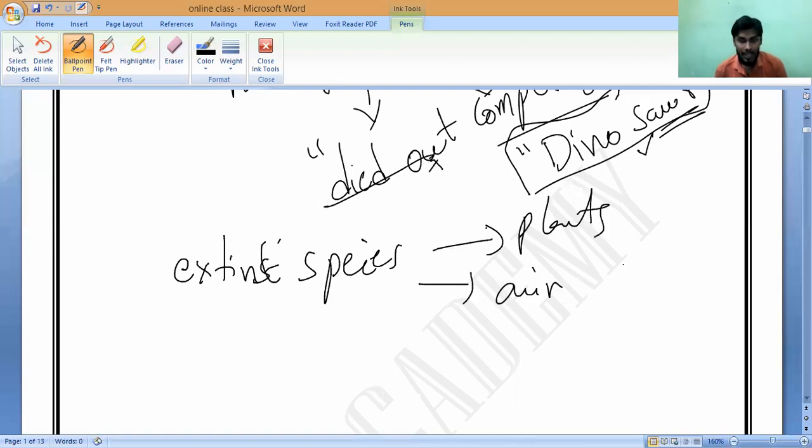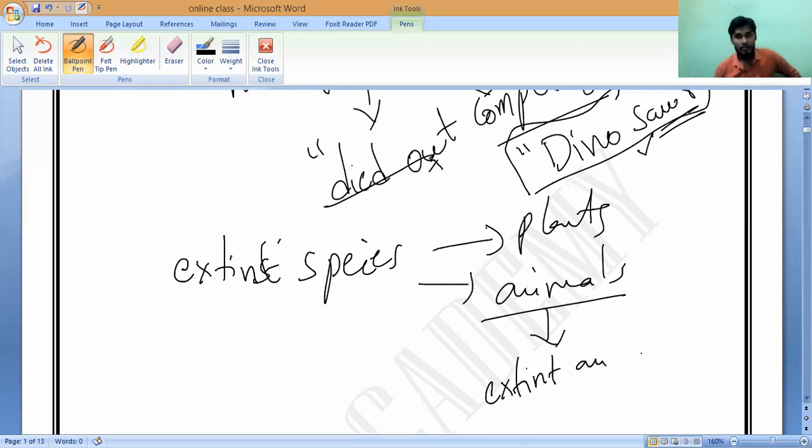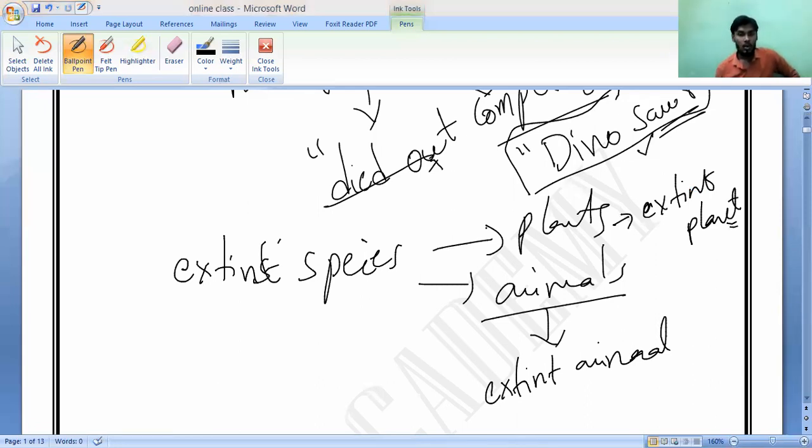The animals which are not at all present, and will no more exist on this earth, we call extinct animals. And for plants, what should we call them? Extinct plants. That is what we call extinct animals and extinct plants.